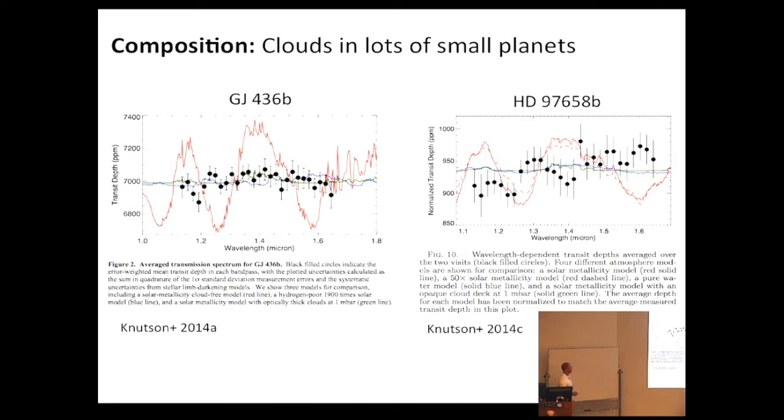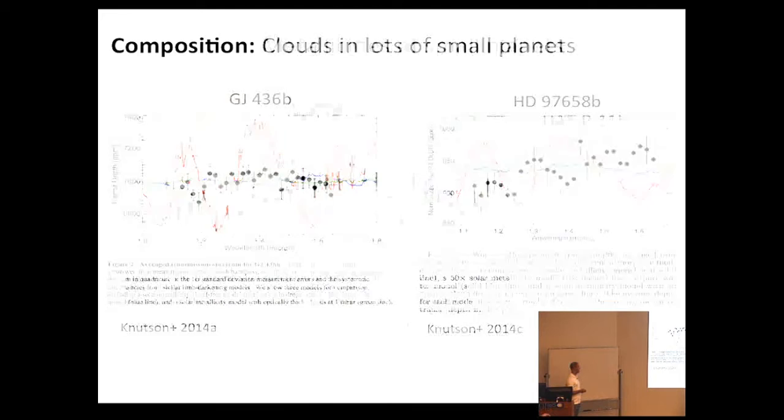So these are all HST WFC3 spectra that rule out cloud-free hydrogen-dominated atmospheres. They don't rule out clear, high mean molecular weight atmospheres, but I would say, given what we see for GJ 1214b, consistency here suggests very high altitude clouds is the likely explanation here.